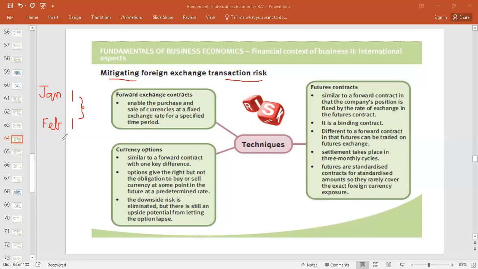They can also enter into future contracts. Future contracts are similar to forwards, similar to a forward contract in that the company's position is fixed by the rate of exchange in the future contracts. But because futures are traded on the exchange market, it is legally binding. It binds both the parties in the contract. There is no such thing in case of forwards. They are all over the counter. There is no third party involved here in case a default happens, to intervene and then settle the account.